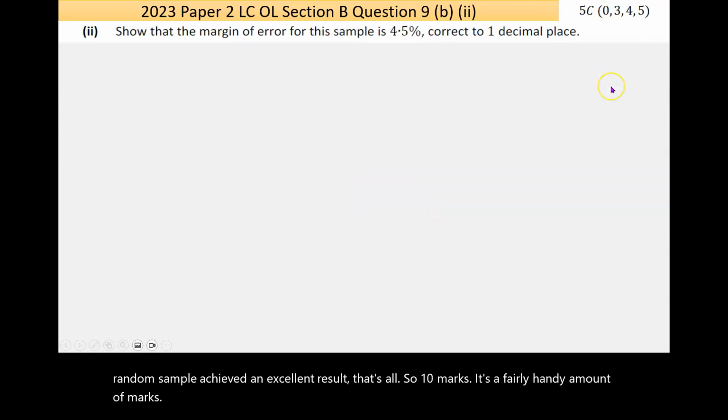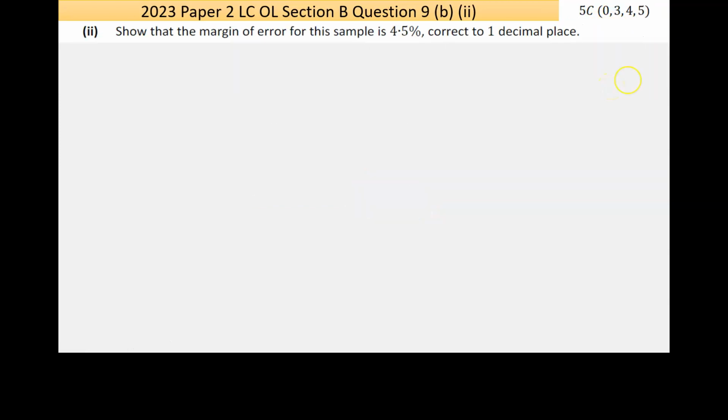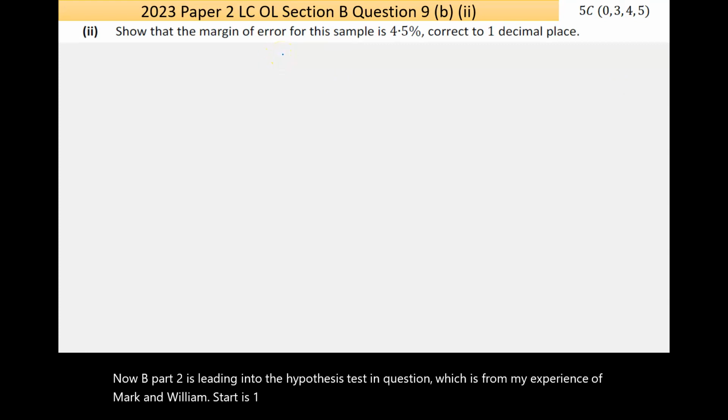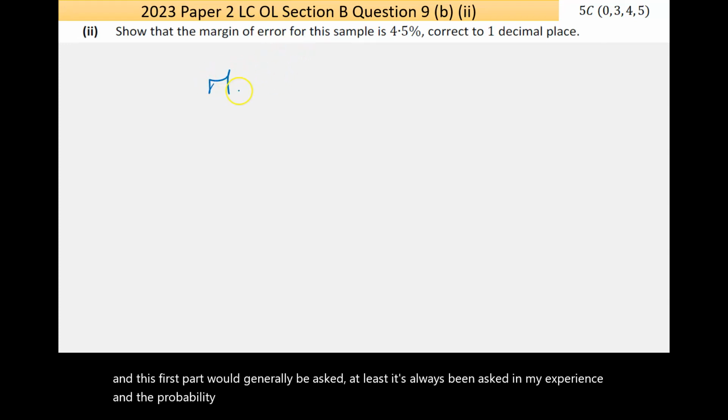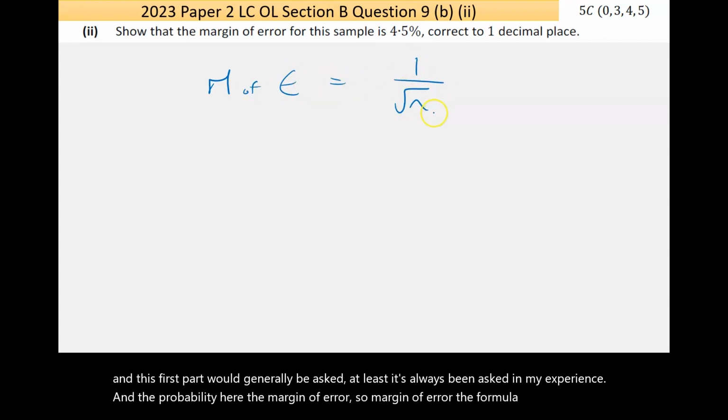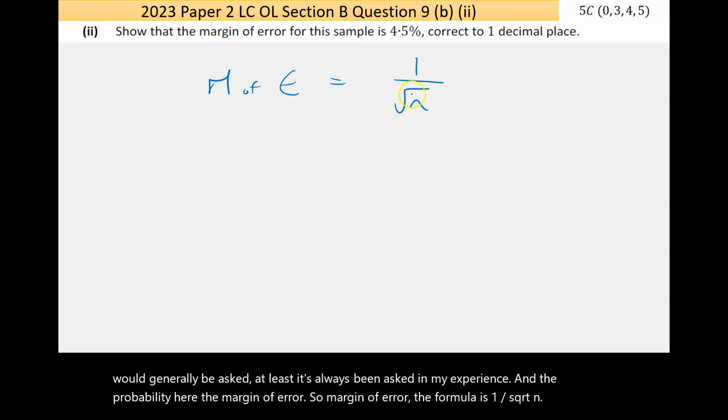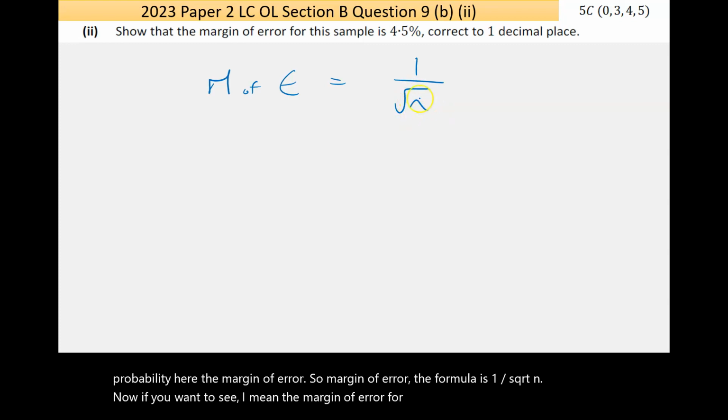Okay, the next one then is B part 2. Now, B part 2 is leading into the hypothesis testing question, which, from my experience of marking the Leaving Cert, is one of the less well answered questions, but there is a pattern to it. And this first part will generally be asked, or at least it's always been asked in my experience. And the probability here, the margin of error, the formula is 1 over the square root of n. Now, if you want to see, the smaller the n value, the bigger the margin of error.